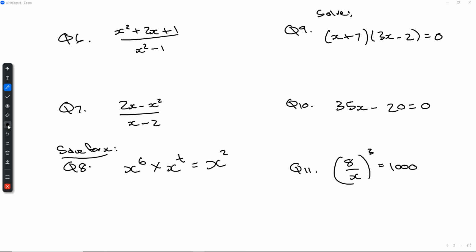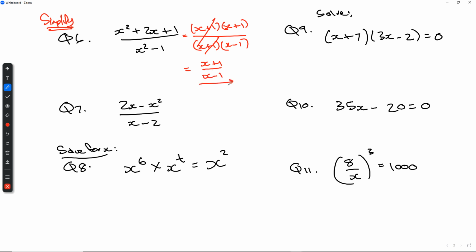All right, let's have a look at these answers. The first one here, we're simplifying still, all right? So this is still a simplify question. But from question 8, 9, 10, 11, those are solving for x. Over here, what we need to do is factorize the top and factorize the bottom and then cancel. So this is going to be x plus 1, x plus 1. This will be x plus 1, x minus 1, difference of squares. And so I end up with x plus 1 divided by x minus 1.